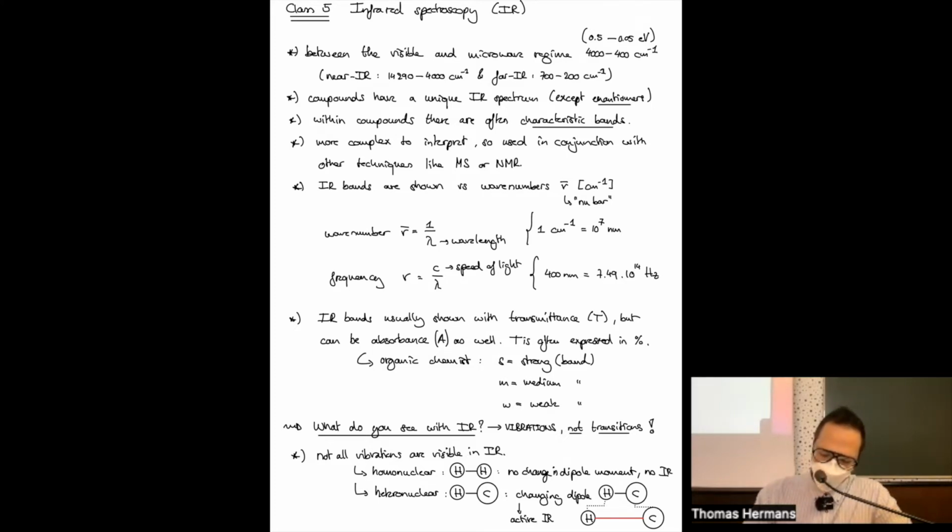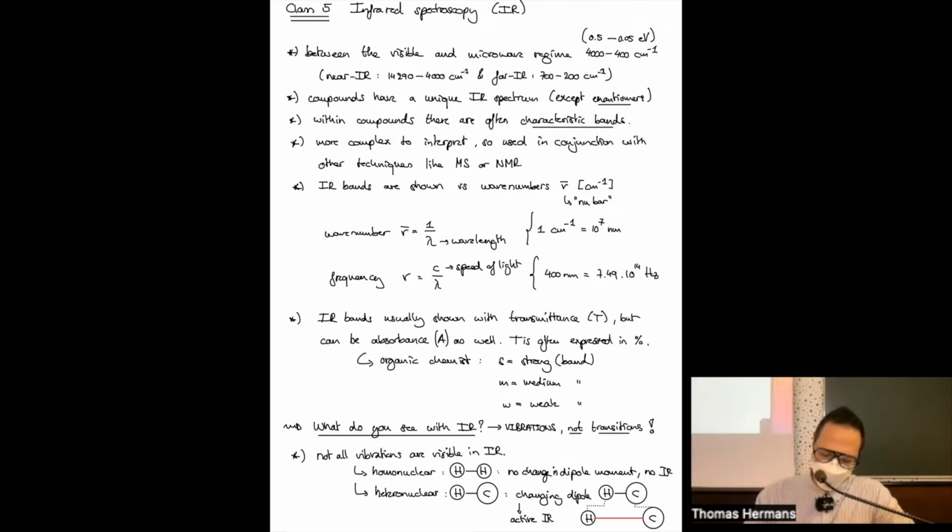Okay, so compounds have a unique spectrum. So you can use it to characterize compounds. If you have a pure compound, you take an IR, you compare it to a database that stores IR spectra, and you can identify compounds, except enantiomers. Because we're looking at vibrations, chiral centers don't really matter, right? So we cannot distinguish enantiomers.